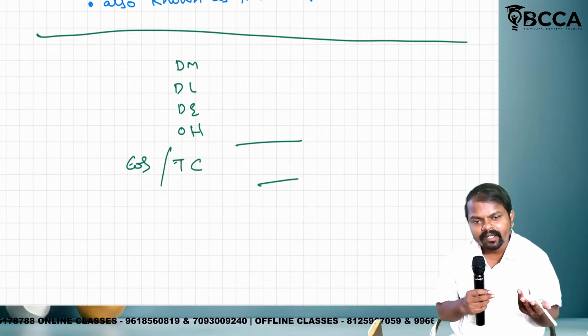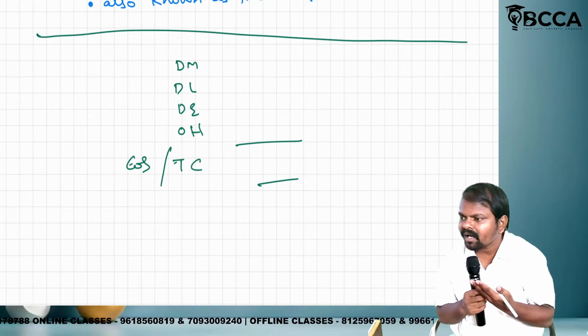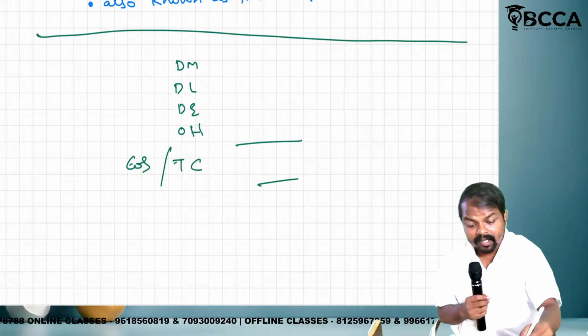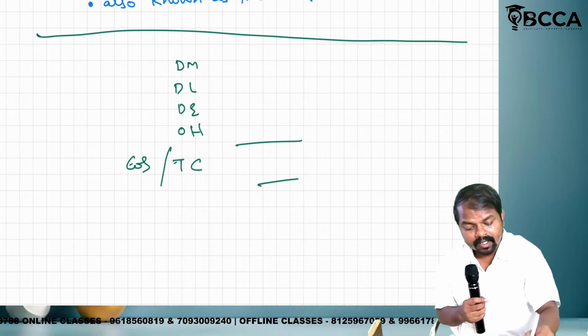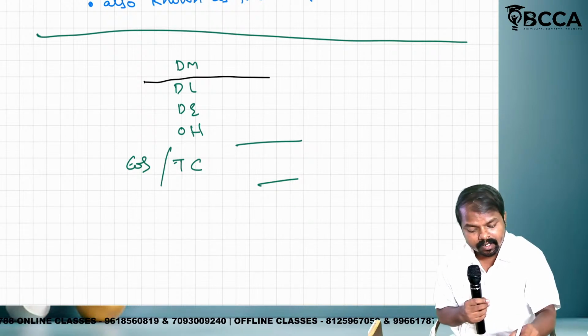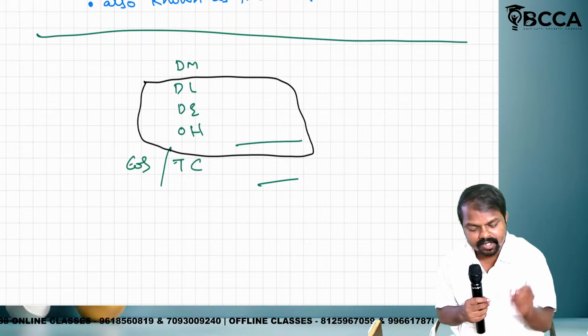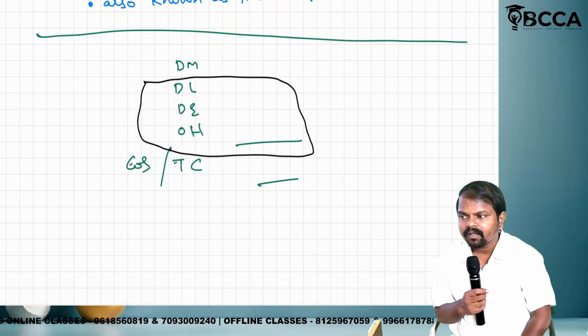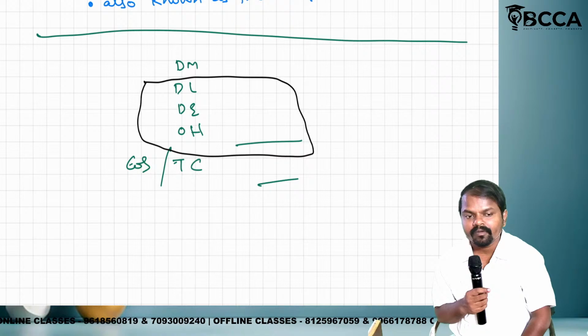Why are you thinking again? Correct or wrong? Correct. Listen. Up to this portion. What portion? Direct labor, direct expense, overhead.